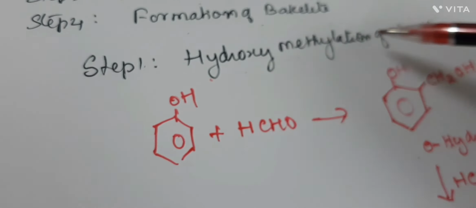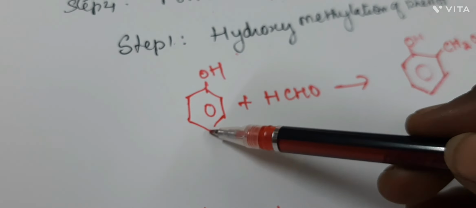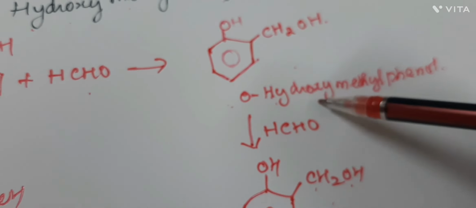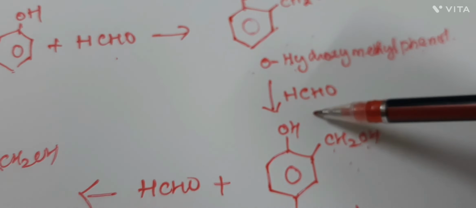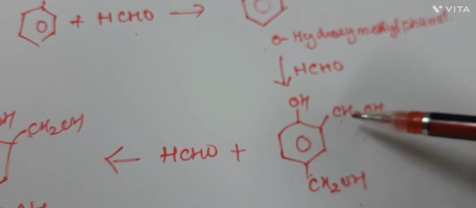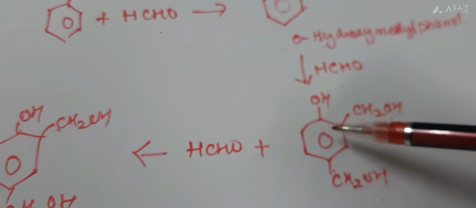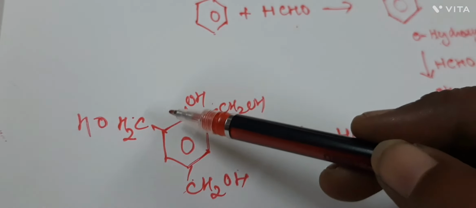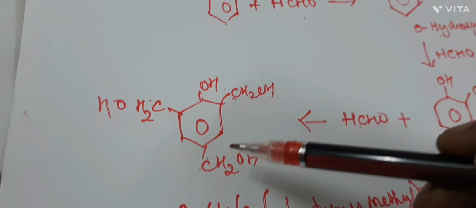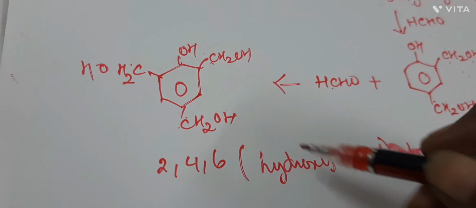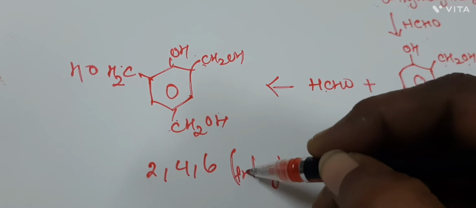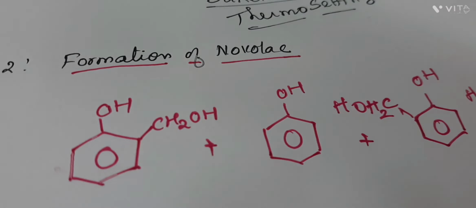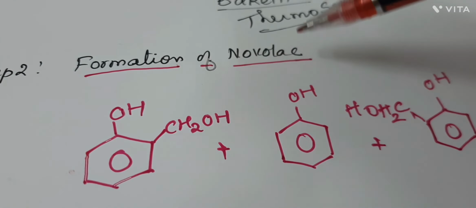So what have we done? We have done the hydroxymethylation of phenol. Phenol treated with formaldehyde gives you monomethylol phenol, which is also called as orthohydroxymethylphenol. Then that again on treatment with the formaldehyde gives dimethylol phenol, which again on treatment with the formaldehyde gives trimethylol phenol. Okay, so 2,4,6 trihydroxy. So this is the IUPAC name, trihydroxymethylphenol. So we have completed the first step. Now let us see the second step.